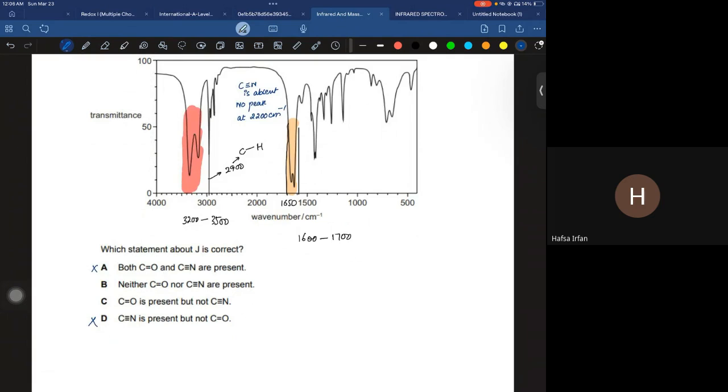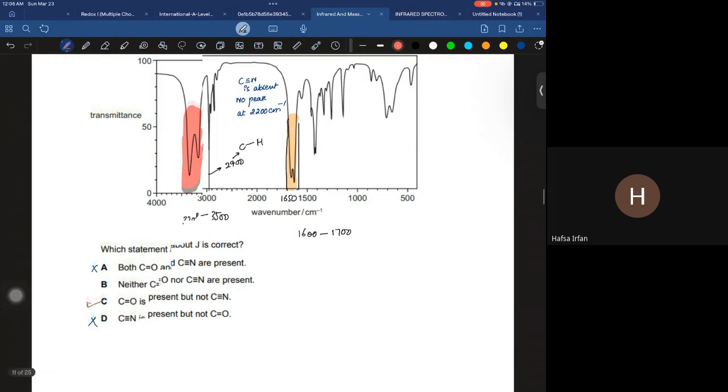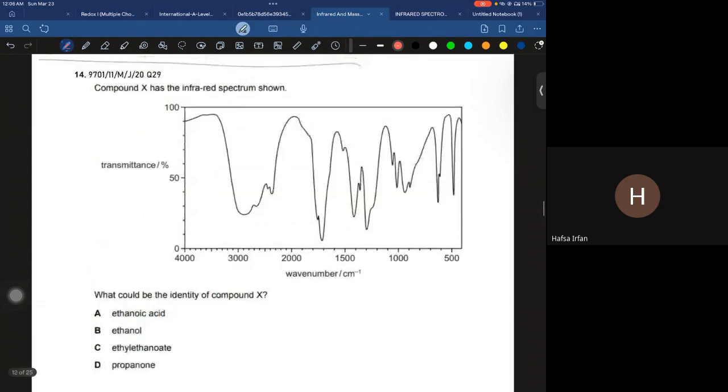Neither carbonyl nor nitrile are present? No, no, carbonyl is there. We can see the peak of carbonyl. So option C is correct. Okay. Easy, nice question. Good. See this question 14.